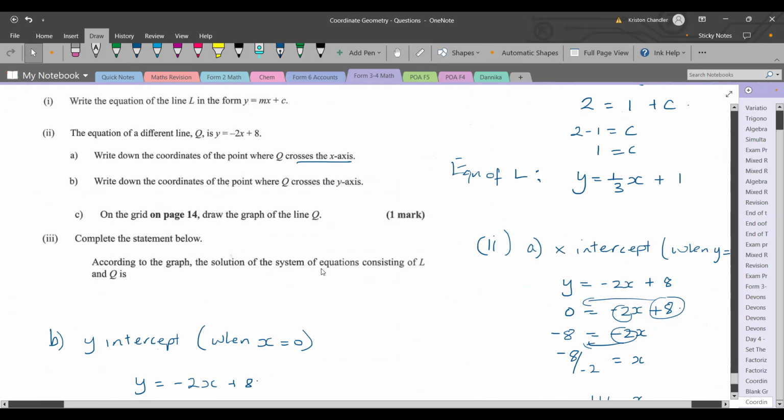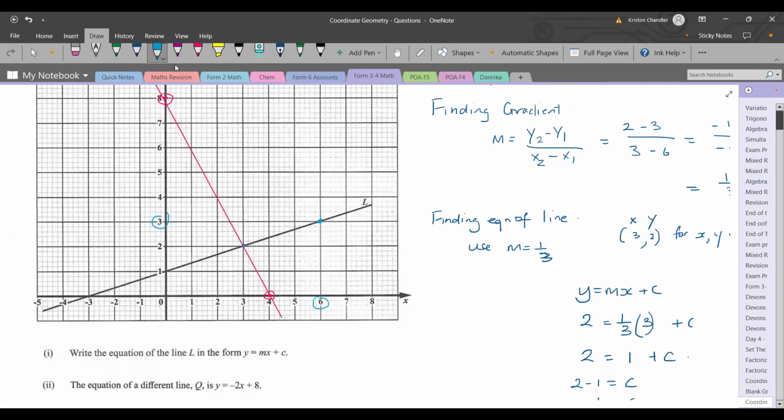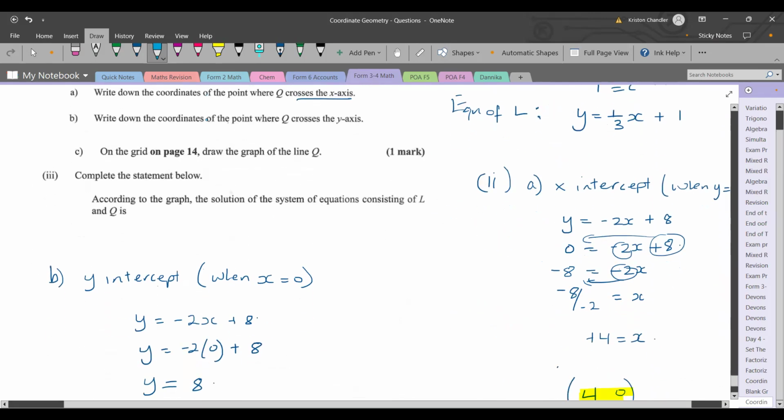According to the graph, the solution of the system of equations of L and Q is where the 2 lines meet. Q and L are crossing paths, intersecting right in the middle here. The solution to the equations is going to be the coordinates of that point. The coordinates of that point are 3 and 2. So the solution is x is equal to 3, y is equal to 2. So that's all we write there.